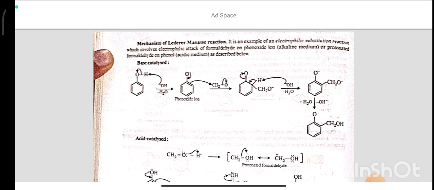Mechanism of Lederer-Manasse reaction. It is an example of electrophilic substitution reaction which involves electrophilic attack of formaldehyde on phenoxide ion, or protonated formaldehyde on phenol, described below. Here, it can occur in two ways, a base catalyzed or acid catalyzed reaction. As the mechanism of the reaction is shown here, a similar mechanism can be written for the formation of para-hydroxymethylphenol.